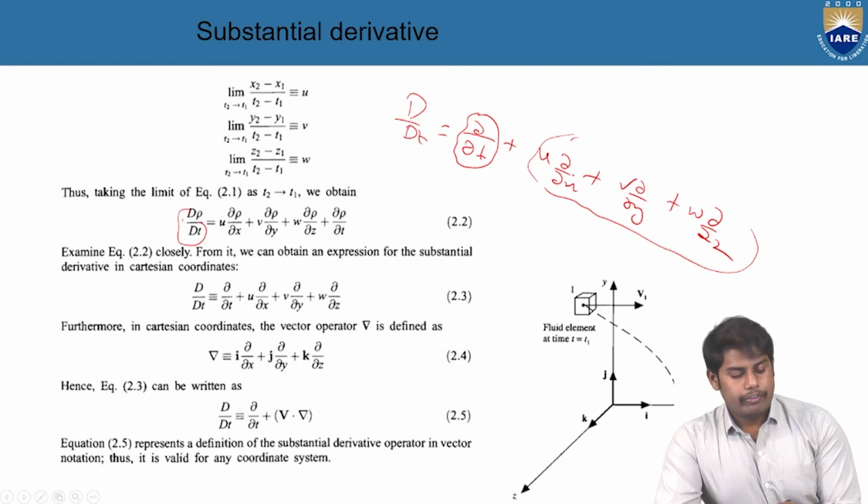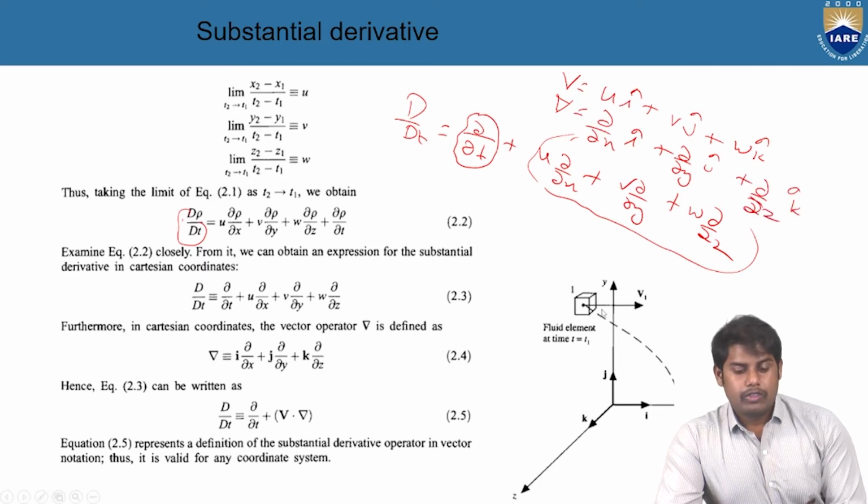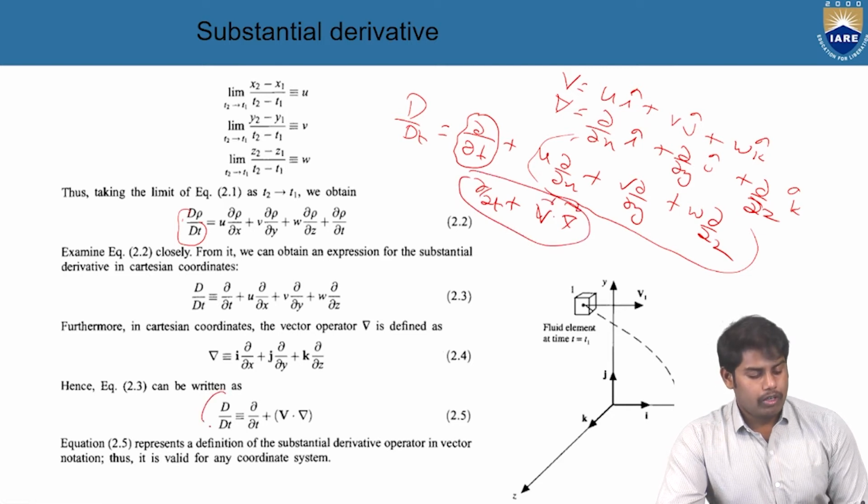Okay. So if you take the velocity vector, V is equal to u of i cap plus v of j cap plus w of k cap. What is the formula of gradient we have? Gradient is equal to ∂/∂x of i cap plus ∂/∂y of j cap plus ∂/∂z of k cap. If you do the dot product of these two, then we can rearrange this equation. What is that? ∂/∂t plus V dot del. So we have written it in vector form here.